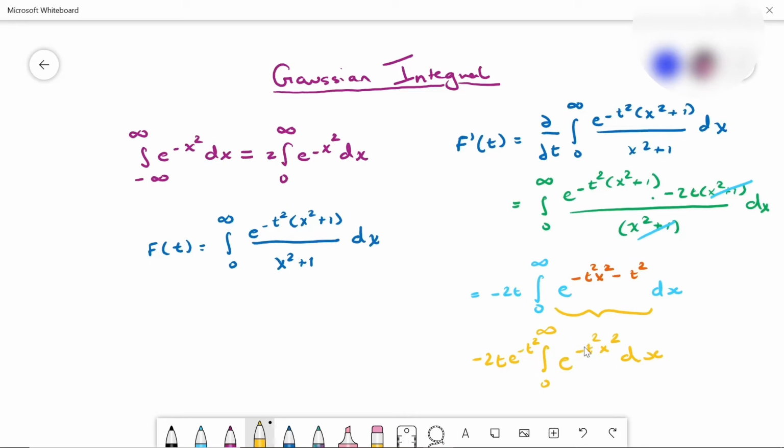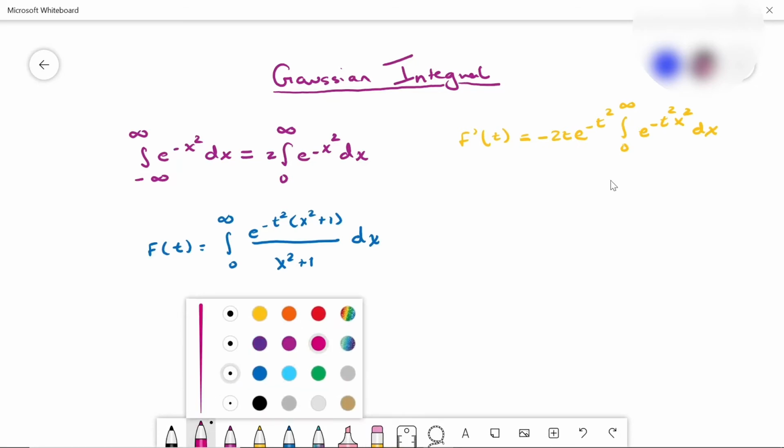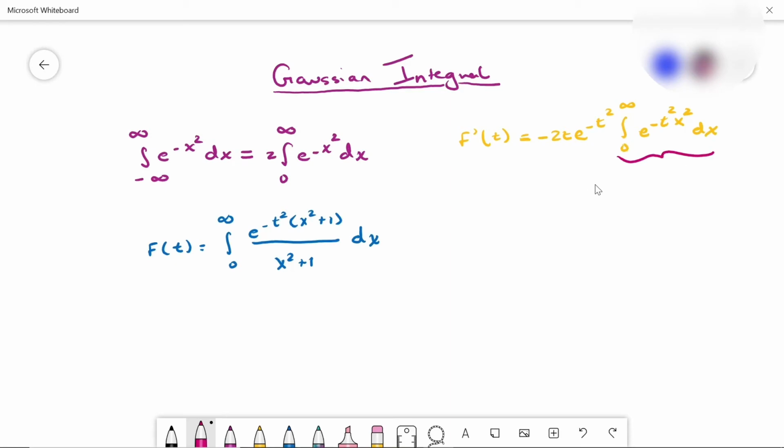So let me clear up the whiteboard and let's move on. So we're at this stage now. We've defined a function f of t and we've calculated the partial derivative of that function with respect to t. So what I'm going to do now is a quick u sub on this integral here. I'm going to let sigma, because why not, equal tx, so d sigma is going to be equal to t times dx.